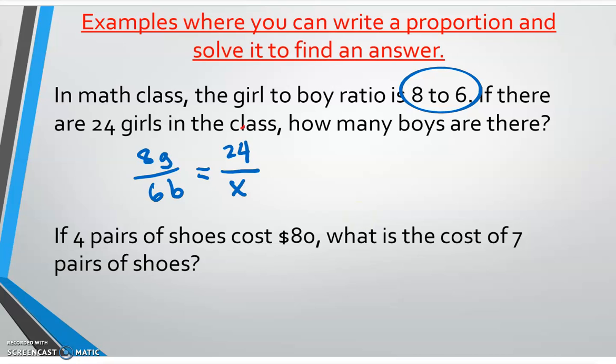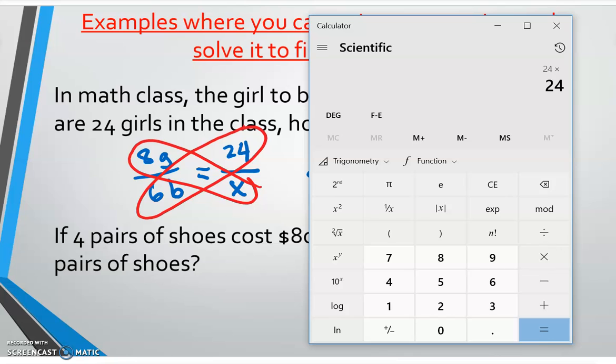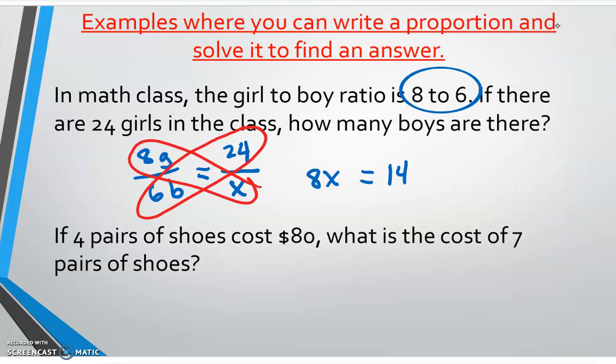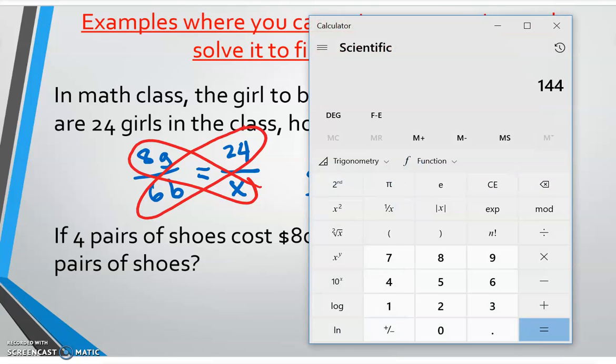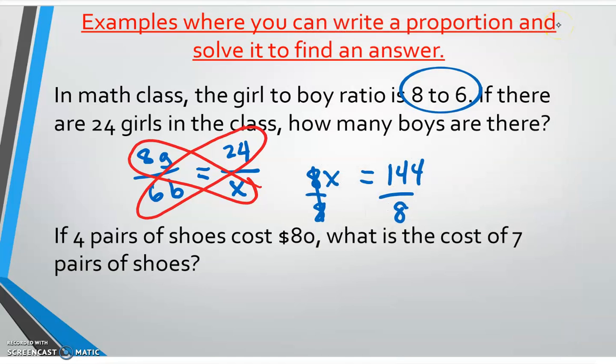Cross multiplying, right? So 24 times 6 is going to be equal to 8 times x. We know that 8 times x is 8x. And 24 times 6, let's just double check here. 24 times 6, that's 144. And then we're just going to divide by 8 on both sides. So 144 divided by 8 is 18. Look at that. So we're going to say x equals 18, but anytime there's a word problem, we should always answer with a sentence. Okay, so you should say there are 18 boys. And that's how you would use a proportion to solve a comparison problem like that.